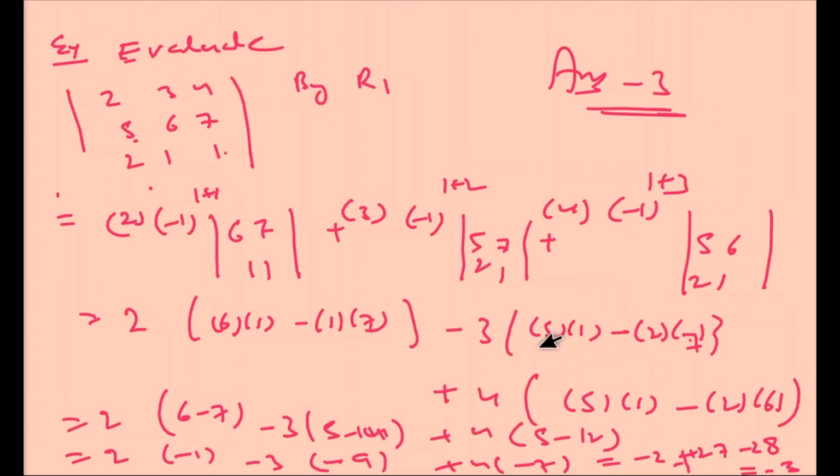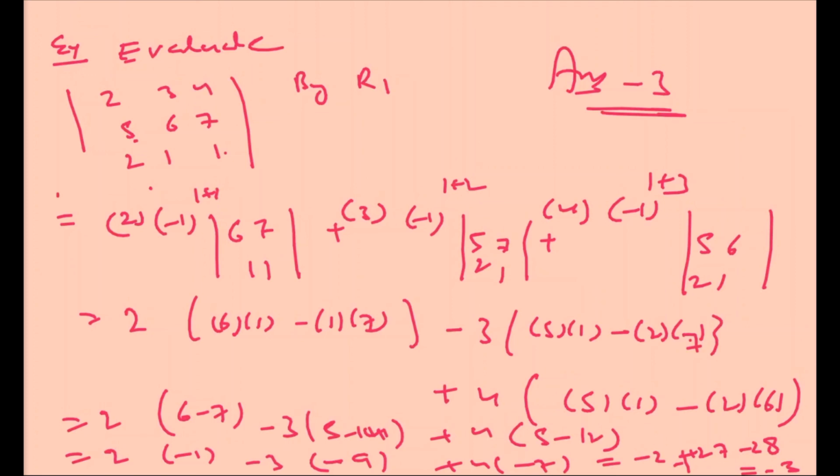So this way you can solve from R1, this way you can solve from R2, and from R3, similarly for column 1, column 2 and column 3. If you are taking column 1, you have to take the cofactors of column 1. If you are taking column 2, you have to use the cofactors of column 2. If you are taking column 3, you take the cofactors of column 3.